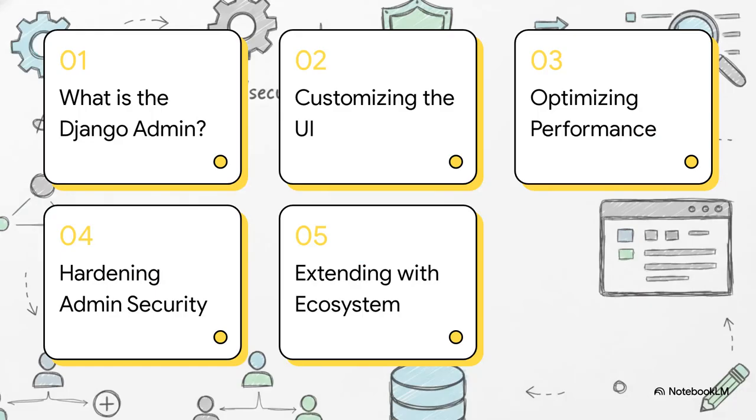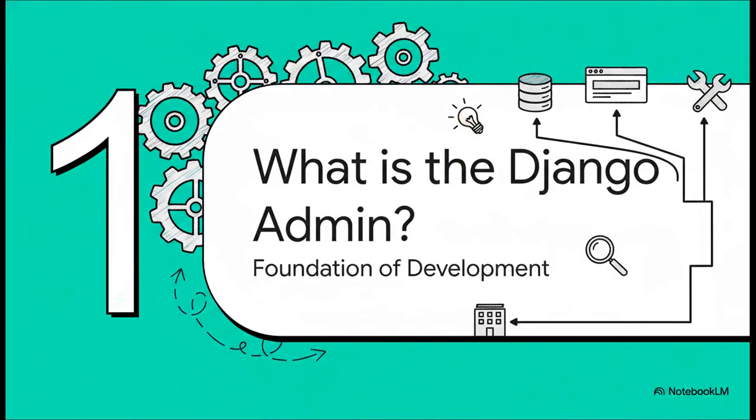So here's our game plan. We're going to break this down into 5 key parts. We'll kick things off with the absolute fundamentals, then get into the fun stuff, customizing the UI and making it lightning fast. After that, we'll cover the super important topic of security, and finally, we'll look at how you can supercharge your admin with the amazing third-party ecosystem. All right, let's start at the beginning.